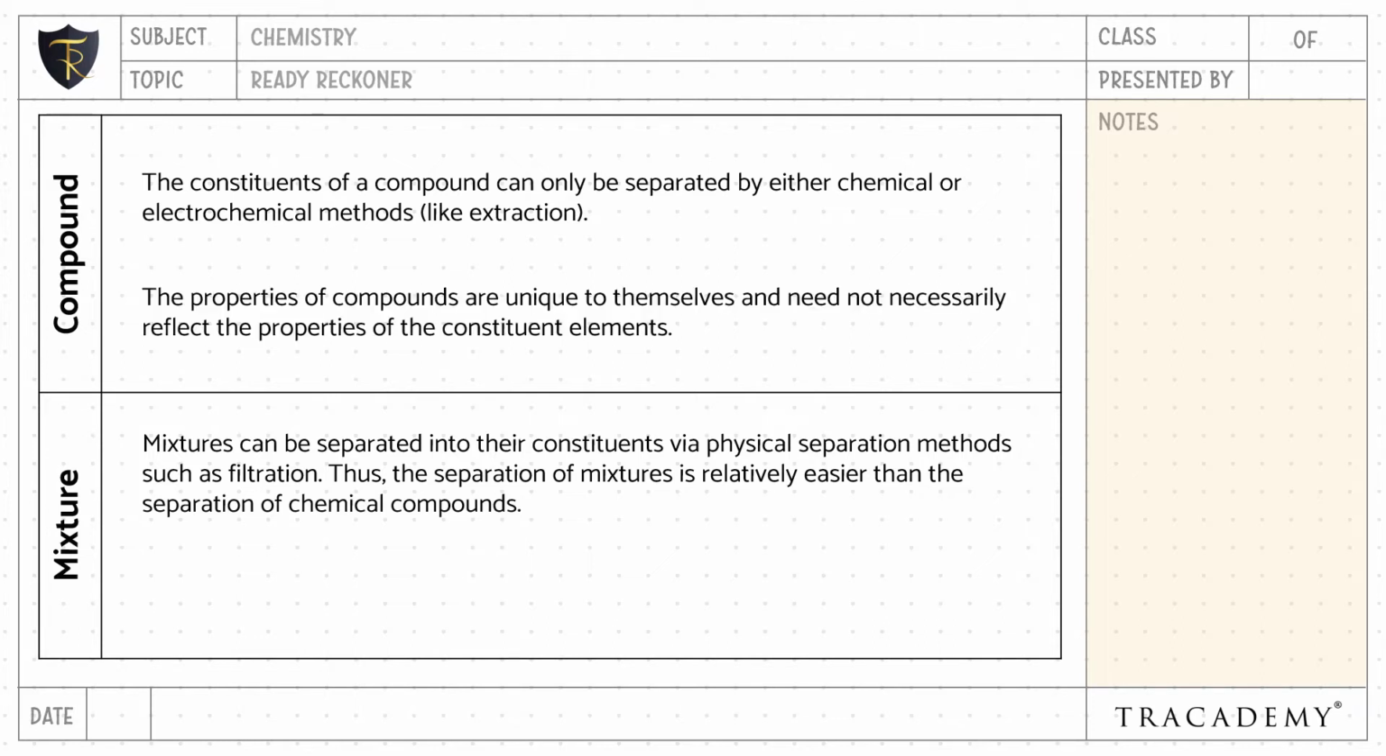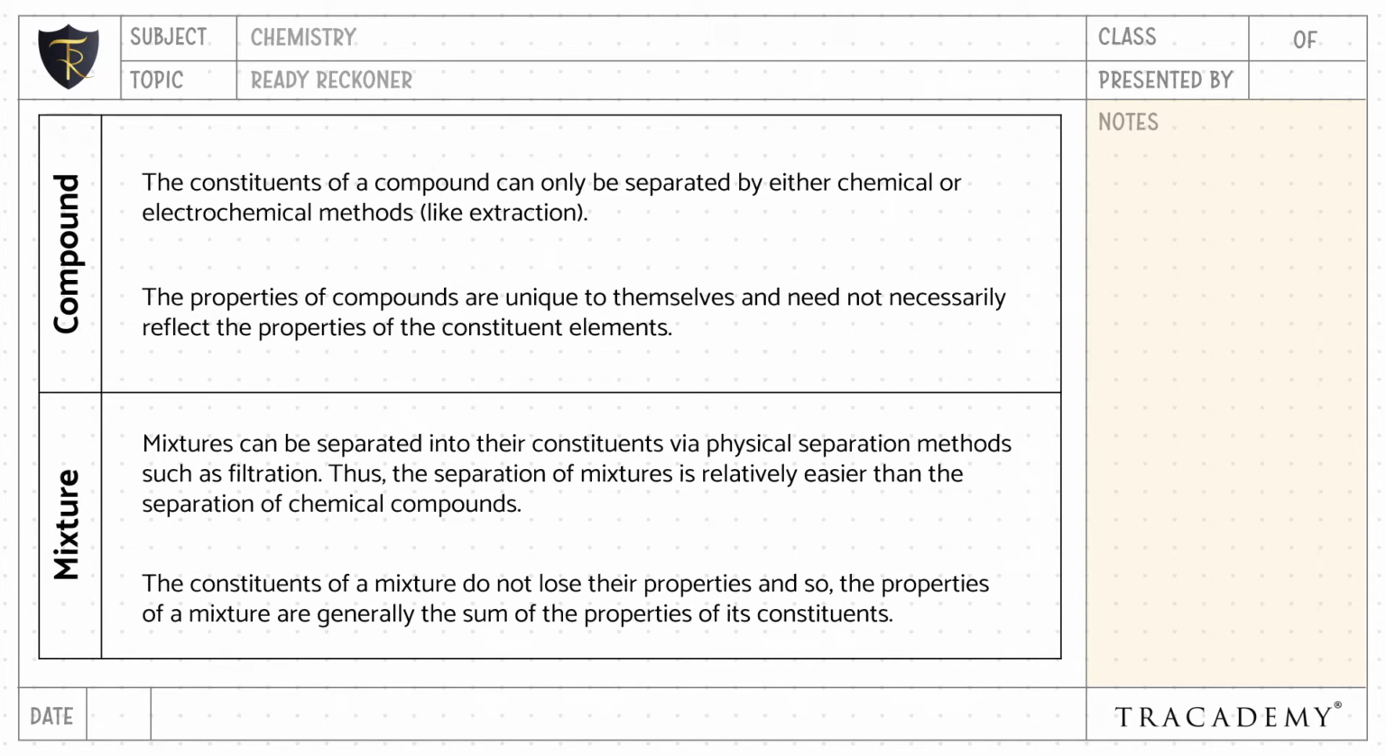The properties of compounds are unique to themselves and need not necessarily reflect the properties of the constituent elements. The constituents of a mixture do not lose their properties, and so the properties of a mixture are generally the sum of the properties of its constituents.